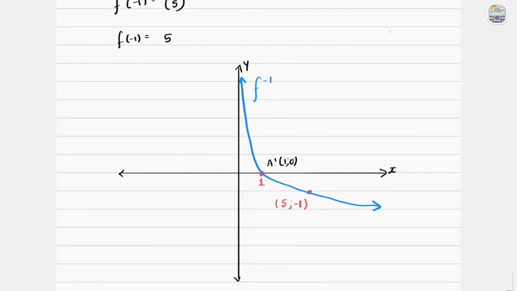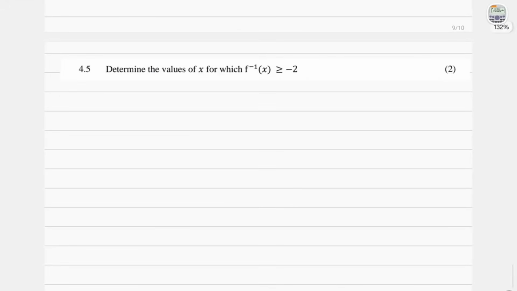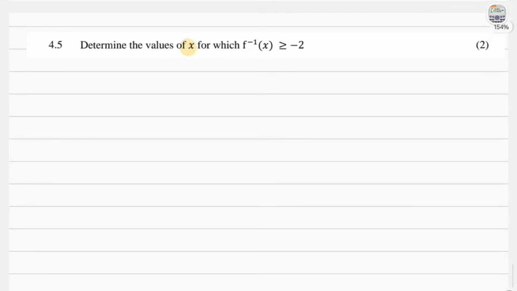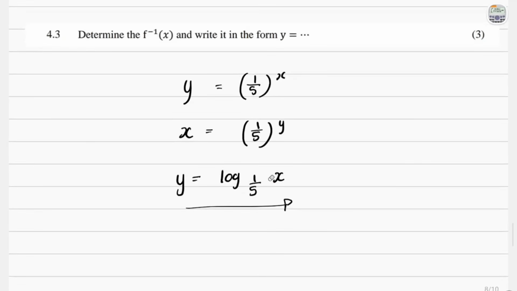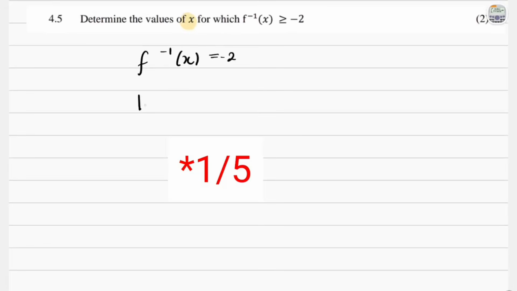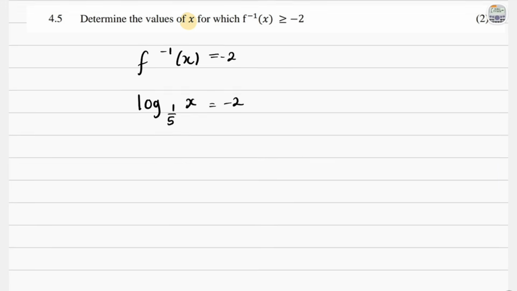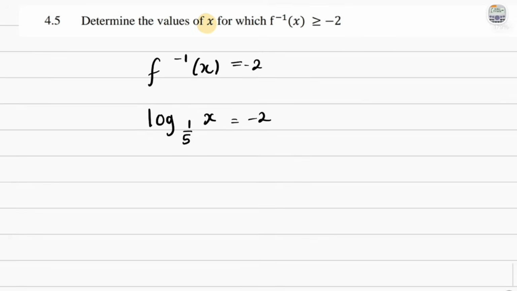And moving on to the next question. Question 4.5 says, determine the values of x for which the inverse of f is greater than or equal to -2. So to find out where it's greater than or equal to -2, first find out where it's equal to -2. So we'll find out where the inverse of f is equal to -2. We can do that by using its equation, which we now know is log of x to the base 5. And so then we're just going to put it in exponential format so that we can solve for x and find out which x value has a y value of -2.